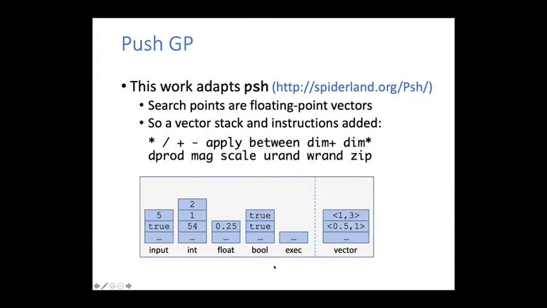I've been using a Java-based implementation called Push and adapting this. One of the changes I made is to add a new type called vector, which is intended to be used for storing and manipulating search points. A search point within a continuous landscape is basically a fixed length vector. And there's also a bunch of new instructions that the Push program can use to manipulate these.